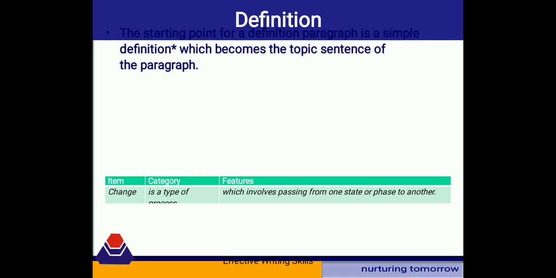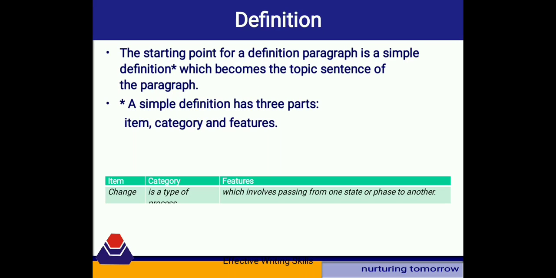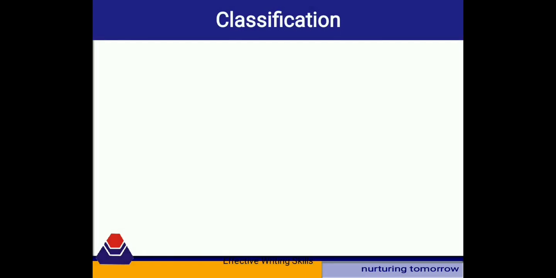Next is definition. The starting point for a definition paragraph is a simple definition, which becomes the topic sentence of the paragraph. A simple definition has three parts: the item, the category, and features. For example, change is a type of process which involves passing from one state or phase to another. Now, when we talk about change, that is the item, the category is a process, and the feature is that it involves passing from one state or phase to another. So, this is an example of a definition sentence, and this creates a definition paragraph.